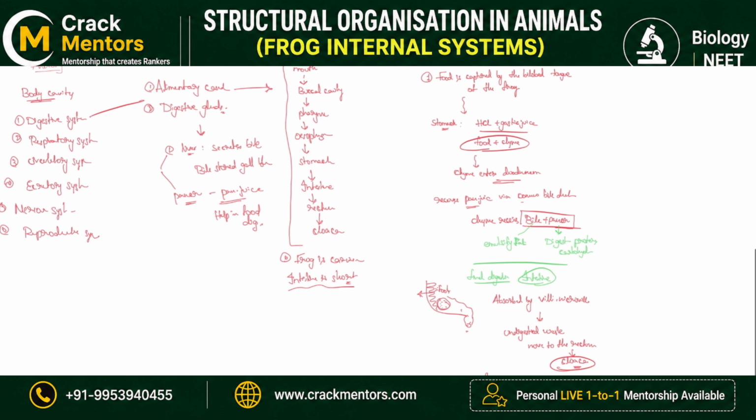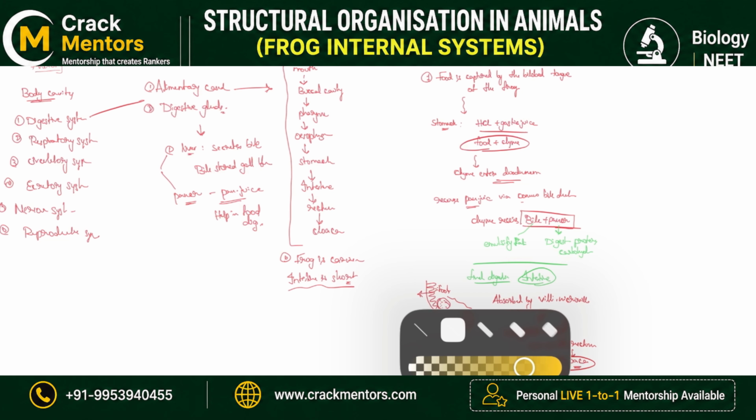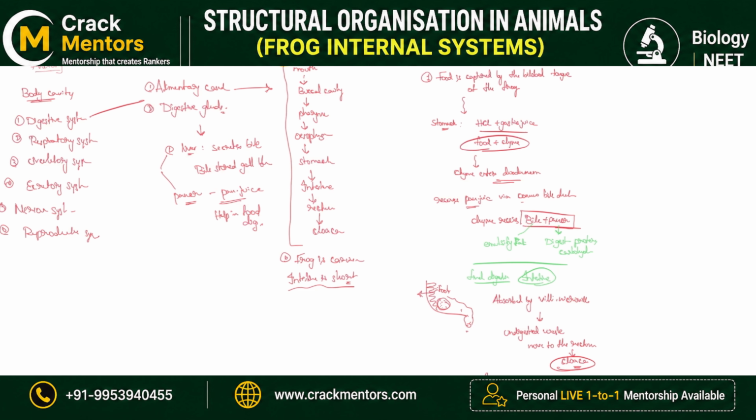So in the digestive system we have seen the alimentary canal and digestive glands. The alimentary canal is a group of organs, starting from the mouth to the cloaca. So all these form our alimentary canal. Coming to the glands, the first one is the liver, which secretes bile, and the pancreas secretes pancreatic juice. Both the bile and pancreatic juice reach the chyme through the common bile duct in the duodenum, where the bile emulsifies the fat and the pancreatic juice helps in the digestion of proteins and carbohydrates.